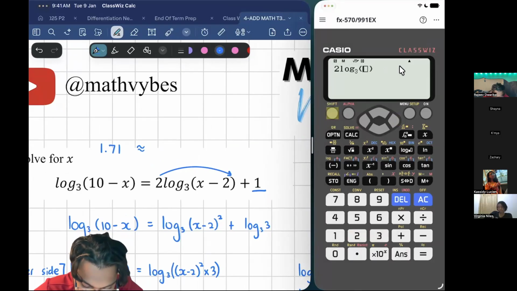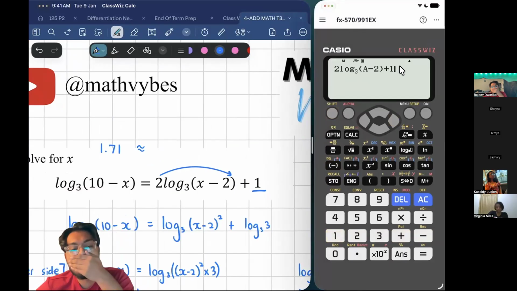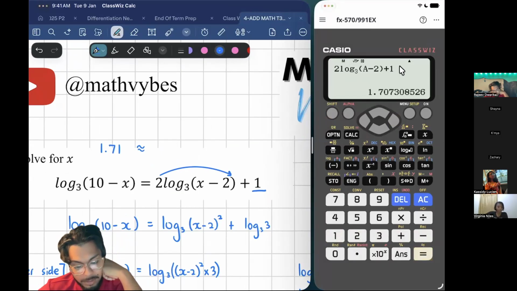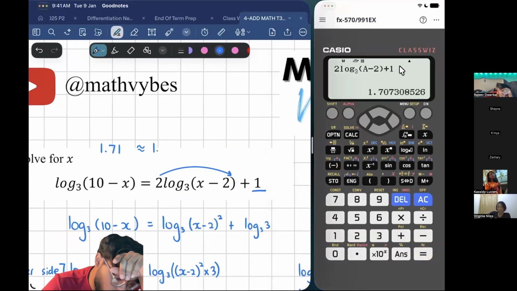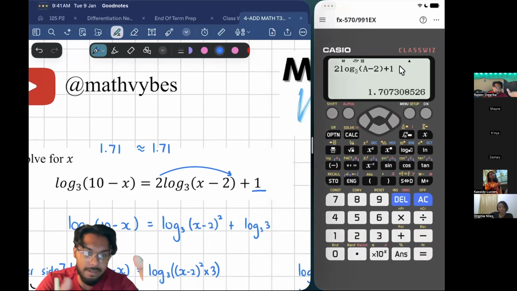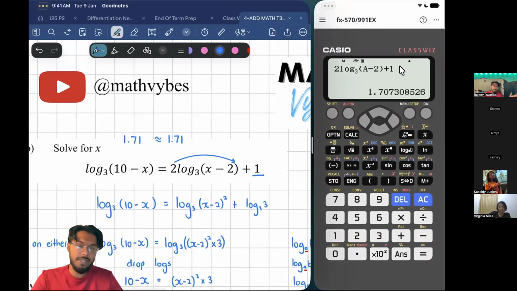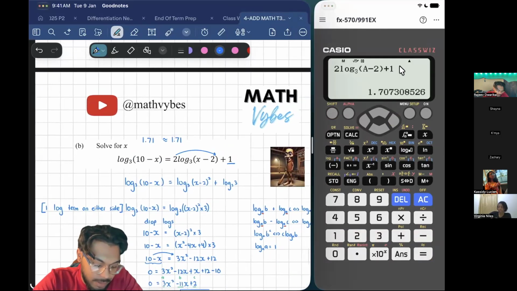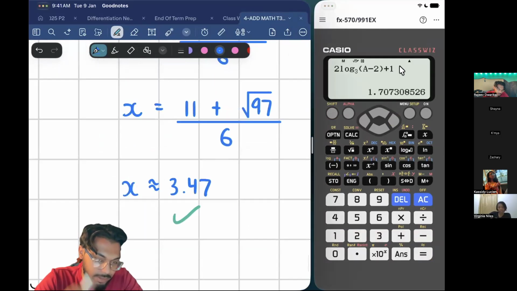Let me just plug this value in first. Minus 2. When I press equal, what's supposed to get? Yeah, 1.71. Bam. See? Works out. Because when you solve an equation in maths, the left hand side is supposed to be equal to your right hand side. Yeah, so it works. This is the answer. Yay.